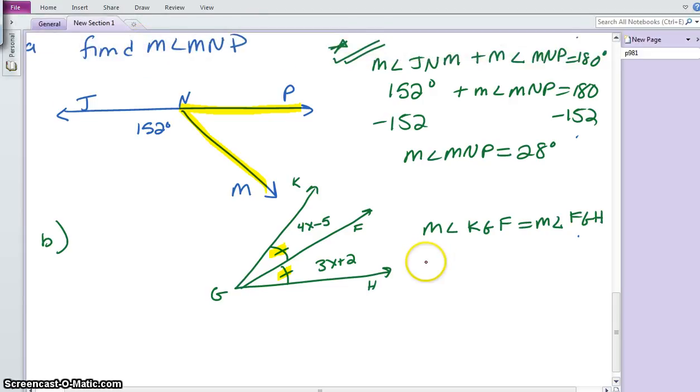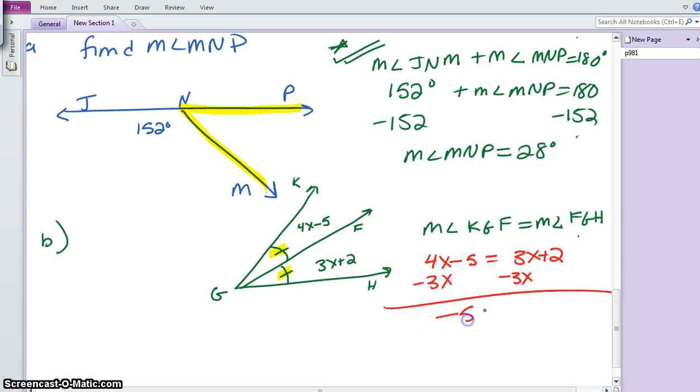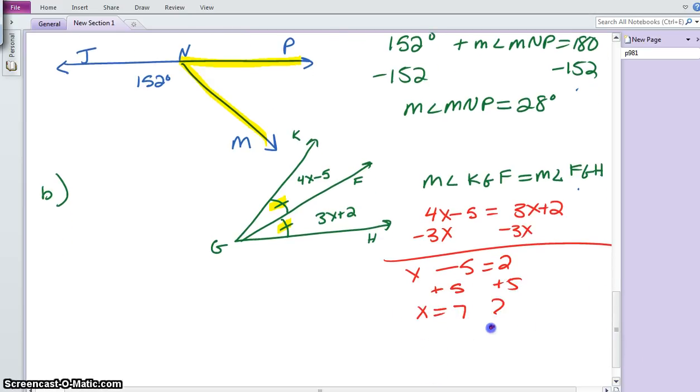So let's substitute. 4x minus 5 equals 3x plus 2. That's an equation I know how to solve. Subtract 3x from both sides. Negative 5 equals x minus 5 equals 2. Add 5 to both sides. X equals 7. How can I check this?